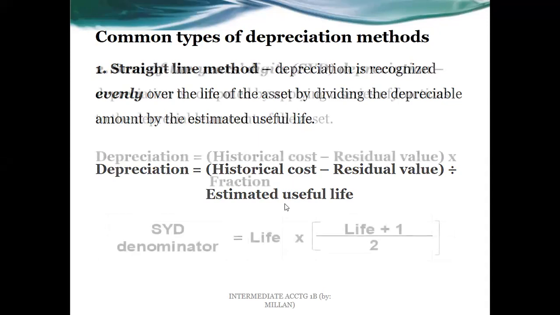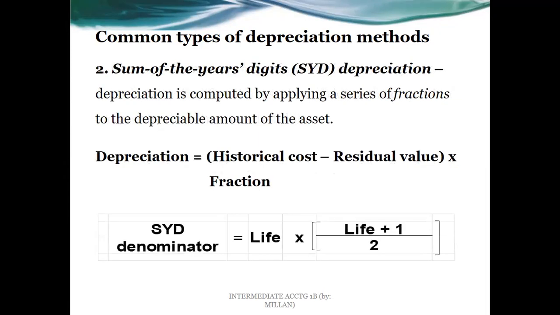The next method is sum of the year's digits, or SYD depreciation, in which we are going to develop fractions out of the data involving the company. For the fractions, we are going to use the highest year value. For example, let's say we have a 5-year useful life. For the first year, we will use 5 as our numerator. And then for the next years, it will be 4, 3, 2, 1.